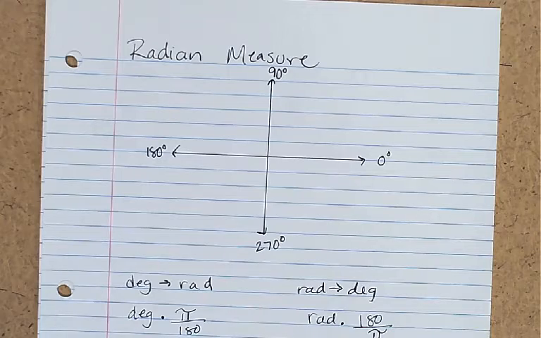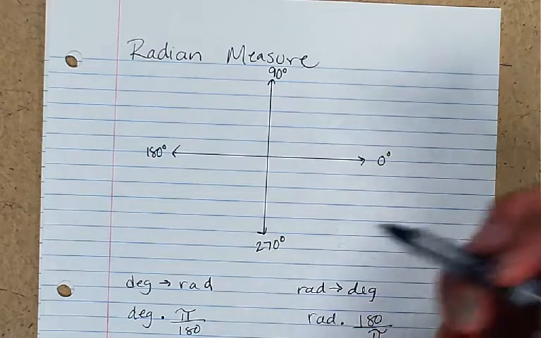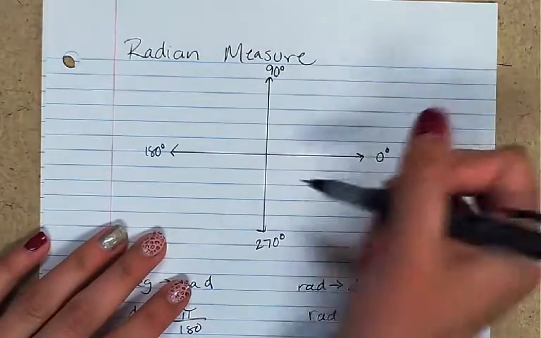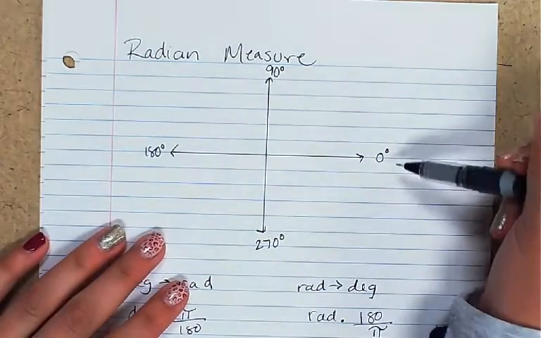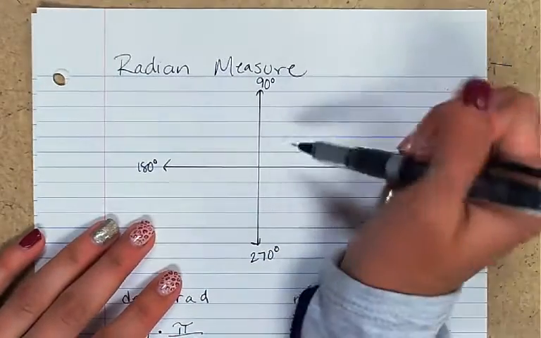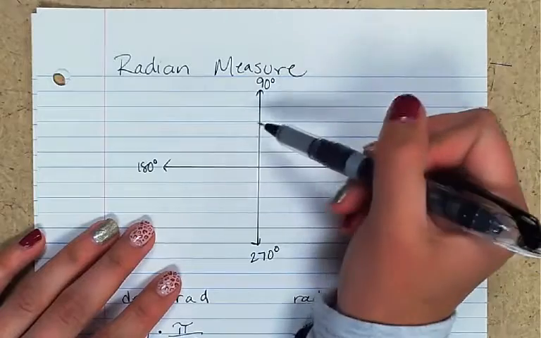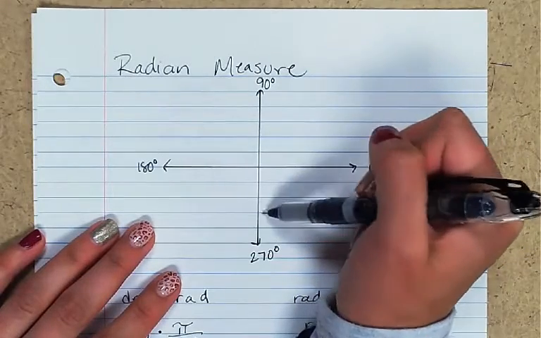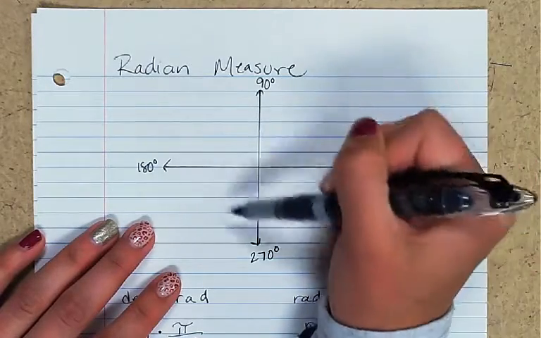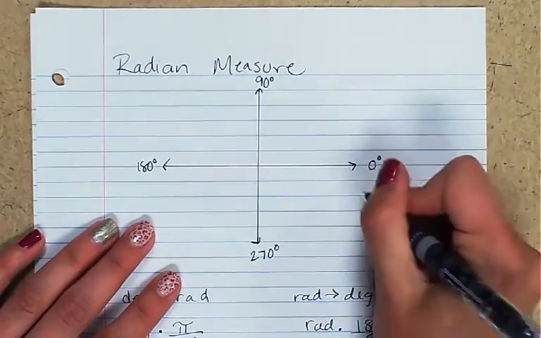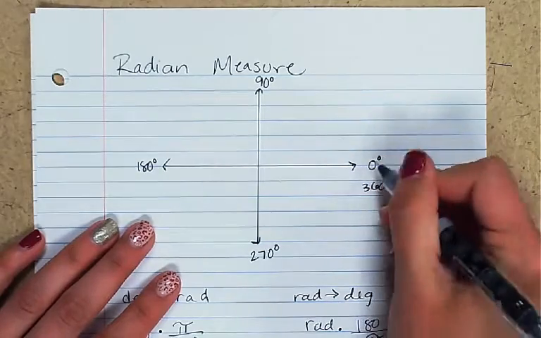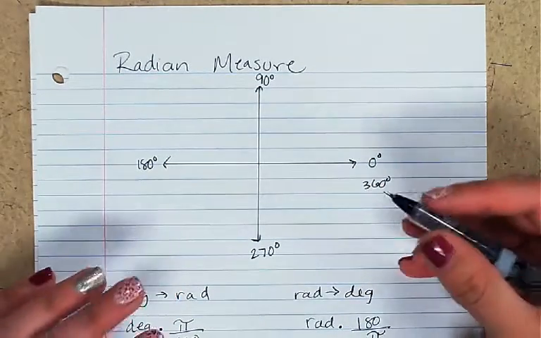Part 2 of the Edgenuity lesson, Radian Measure. So if you're looking at the coordinate plane and we assign degrees to each axis, the positive x-axis is considered 0 degrees. Up here is 90 degrees, 180, 270, and if you complete the circle, it's 360 degrees. So 0 and 360 degrees are coterminal.